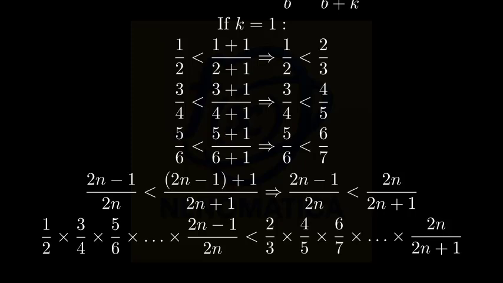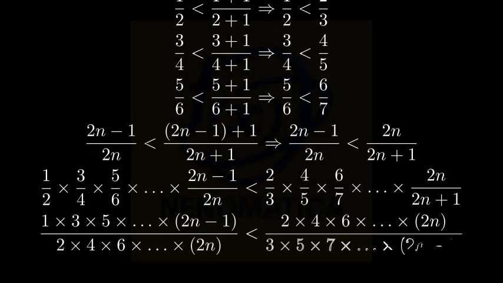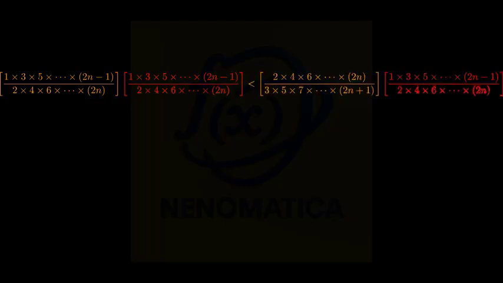Let's expand these products. The left side remains as 1 over 2 times 3 over 4 times 5 over 6, and so on. For the right side, we can rewrite it as 2 times 4 times 6, and so on until 2n divided by 3 times 5 times 7, and so on until 2n plus 1. Now, this inequality involves products of odd numbers in the numerator and products of even numbers in the denominator.